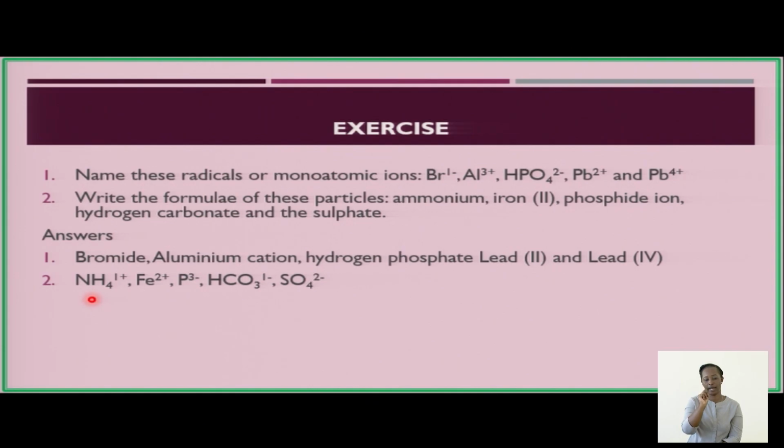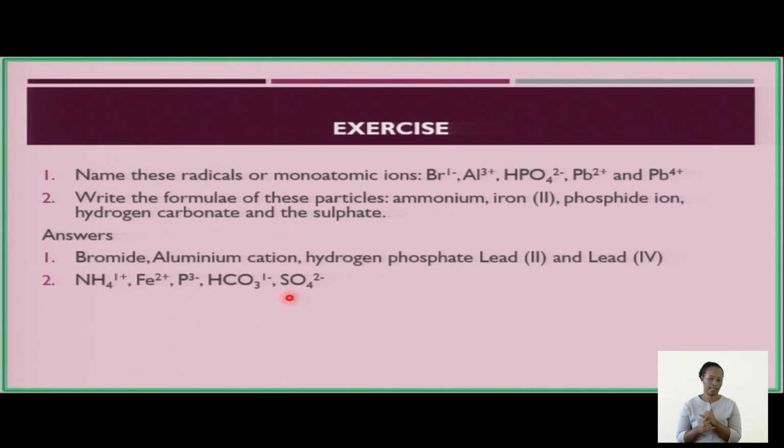And number 2, writing the formula of the particles, here we have ammonium. The ammonium ion is this one, or the radical. Iron 2, it's this one. We have seen it in the previous slides. And the phosphide ion, of course, will be phosphorus with the 3 negative. We will explain later why we have these 3 negatives, these charges. The hydrogen carbonate is this one, and the sulfate is this one, the last one, which is the sulfate.